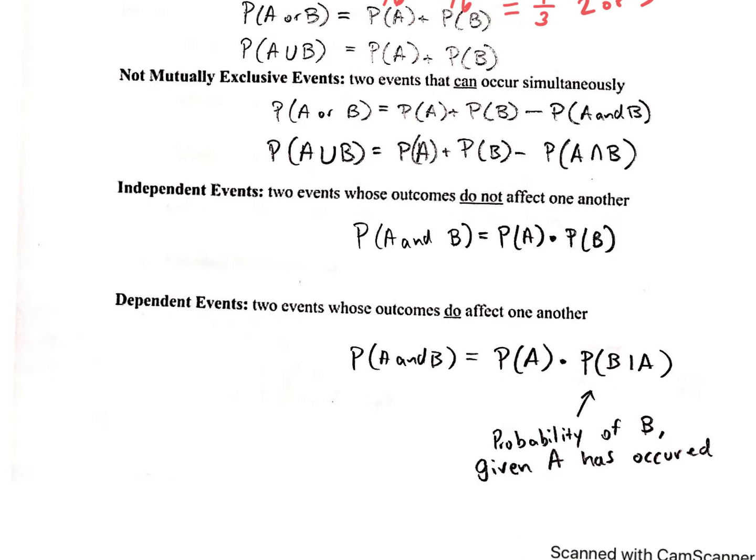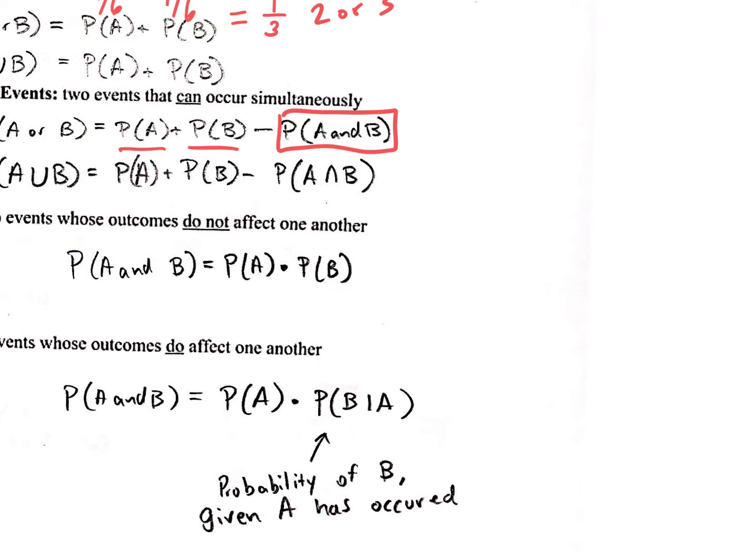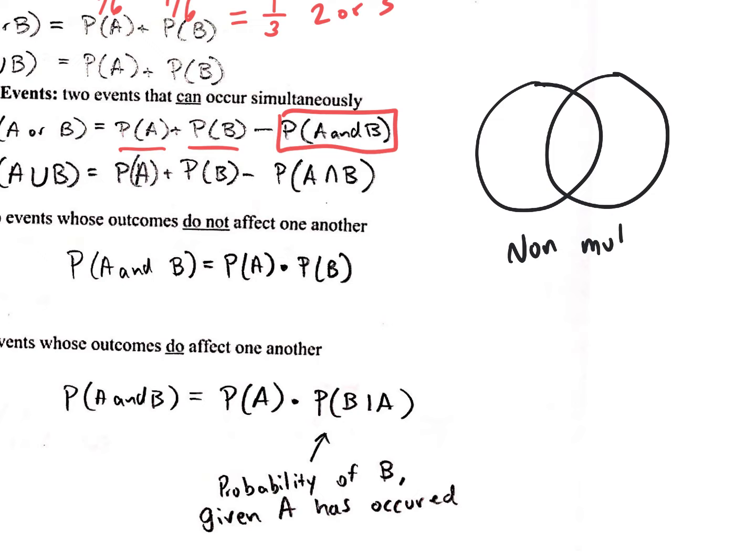Non-mutually exclusive events are events that can occur simultaneously. In order to find their probability, I find the likelihood that both happen: the probability of A and the probability of B, but then I subtract them both happening. I think the easiest way to think about this is a Venn diagram. So say I have two situations that are non-mutually exclusive.